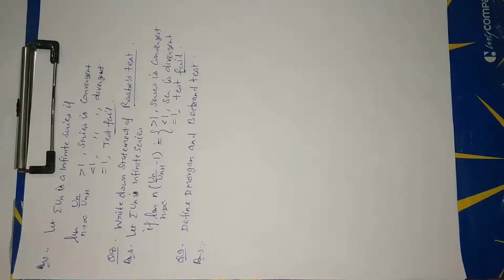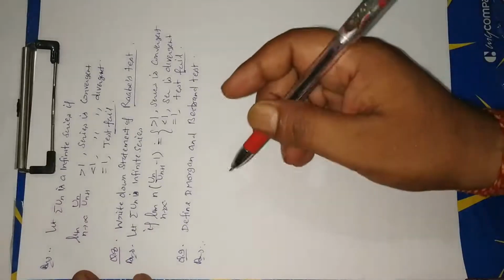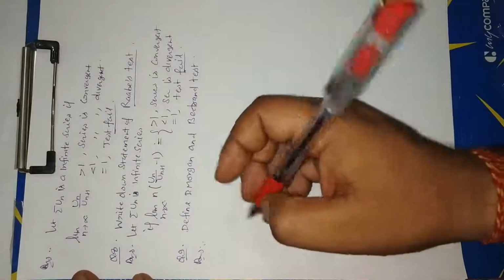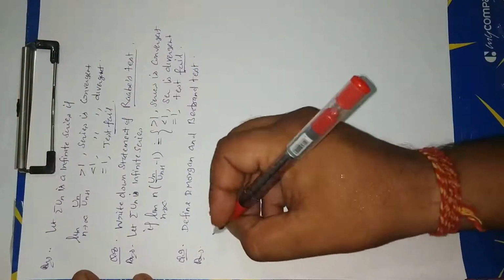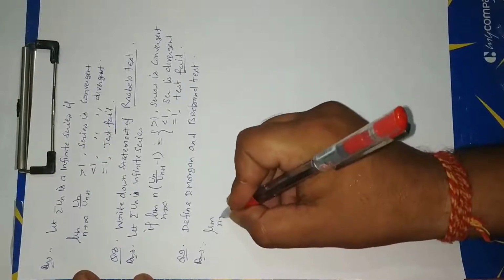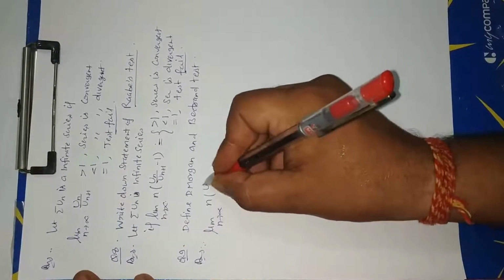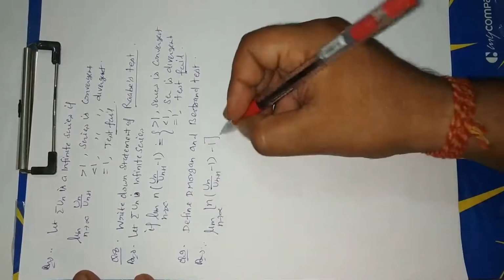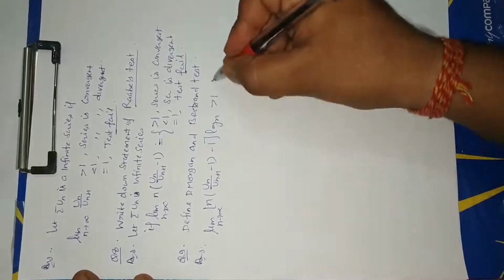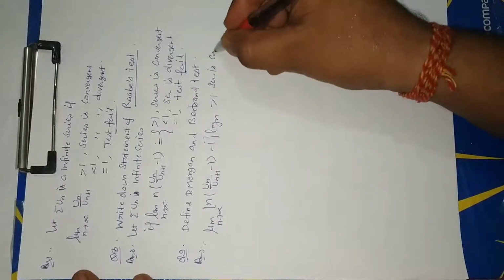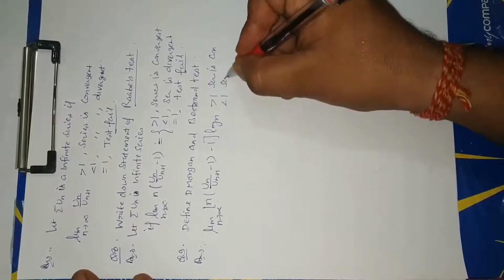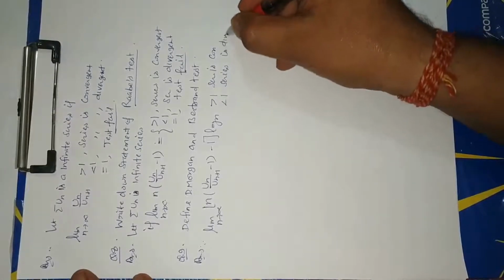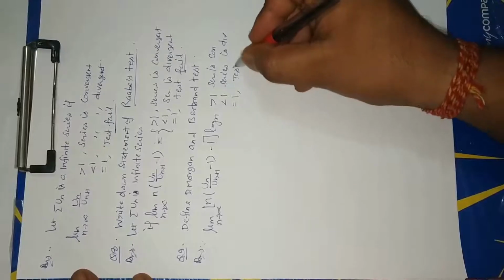After failure of Raabe's test, then we apply De Morgan and Bertrand test. De Morgan and Bertrand test is limit n tending to infinity n [un upon un plus 1 minus 1] log n greater than 1, series is convergent, less than 1, series is divergent, equal to 1, test is failed.